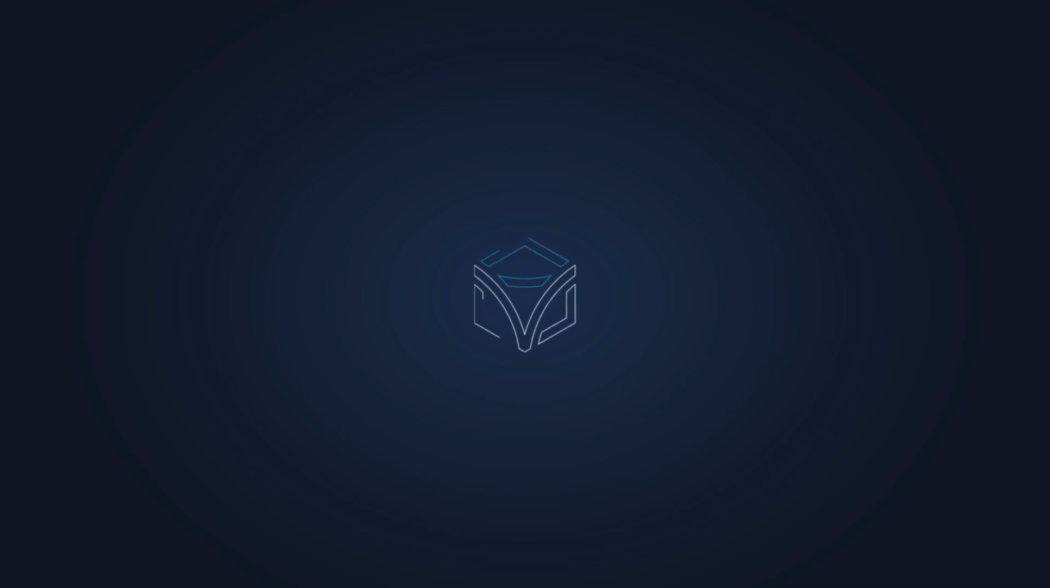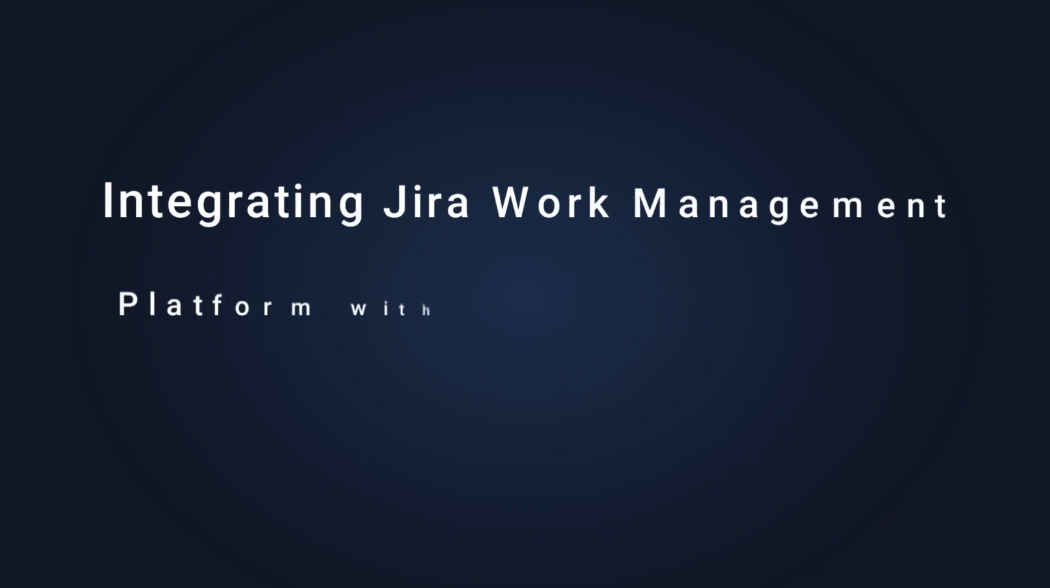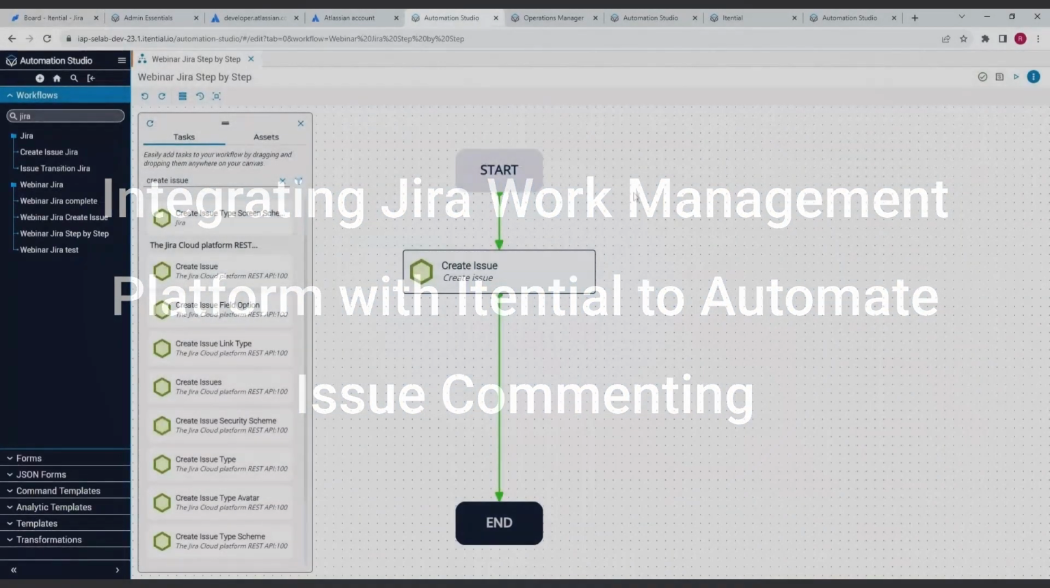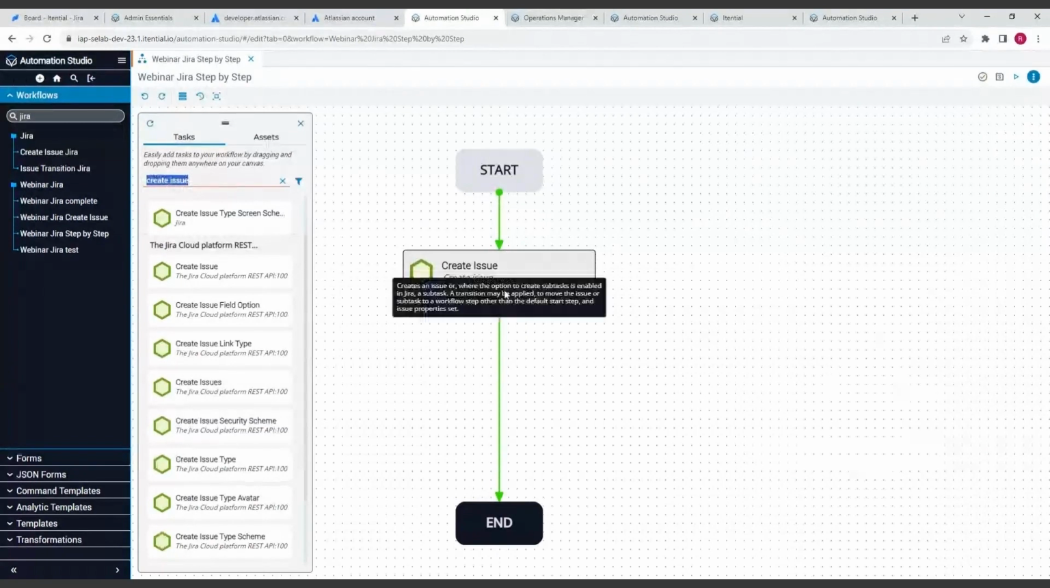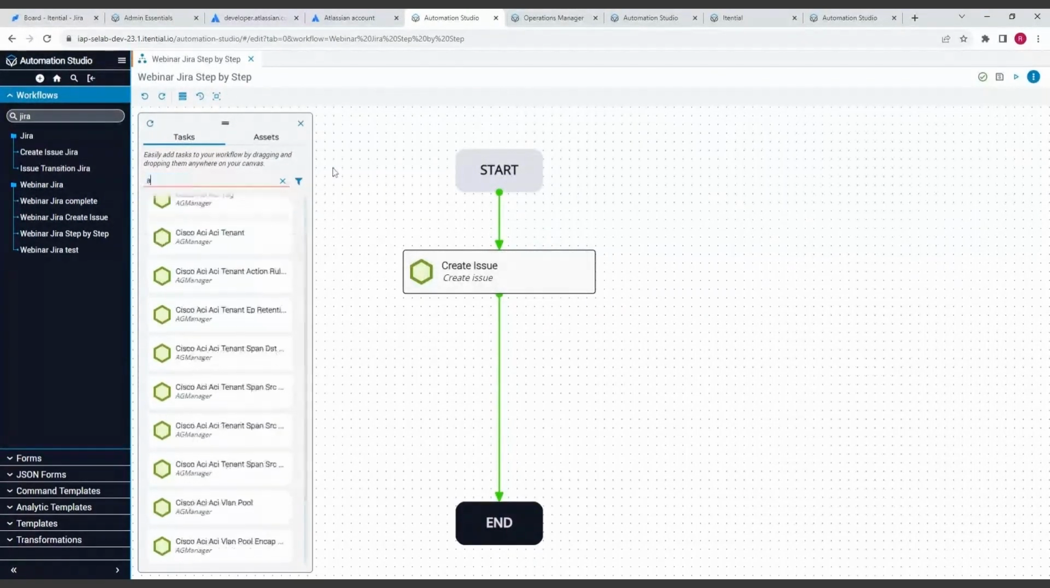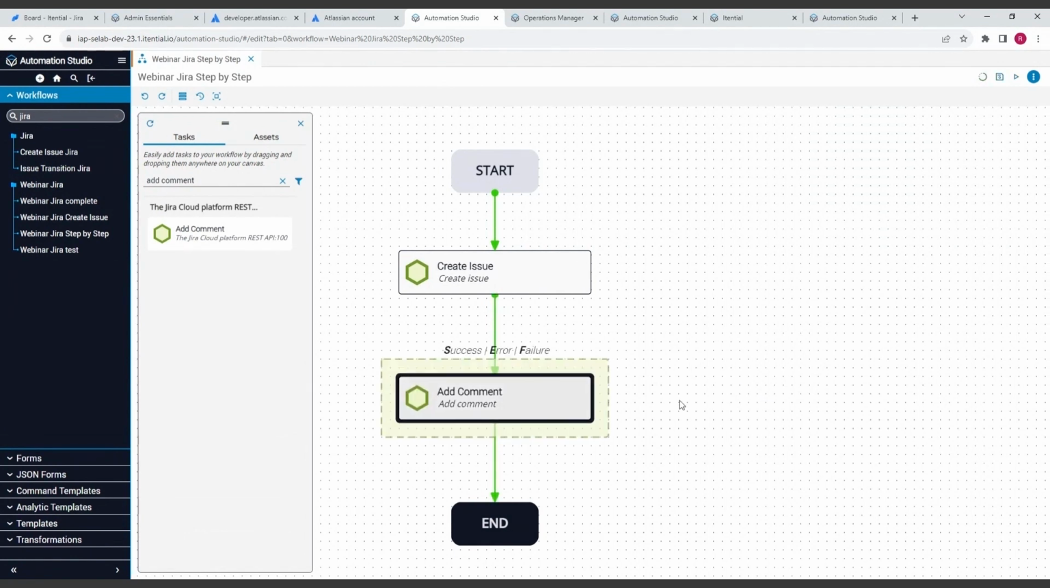So let's now extend our automation workflow and add a comment into this. So now, in addition to creating an issue, we'll do add comment, which again is part of the API set here that you can investigate. So if I drop this into here, it'll drop it right into the workflow.